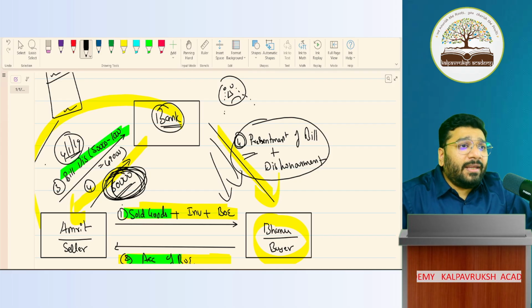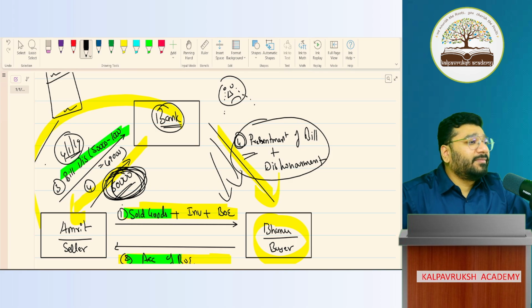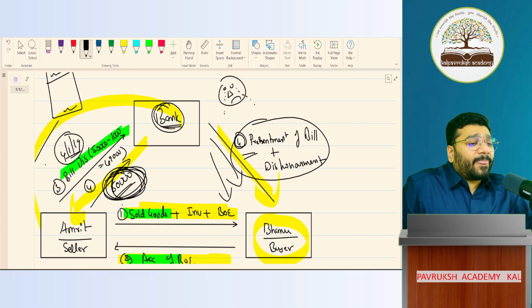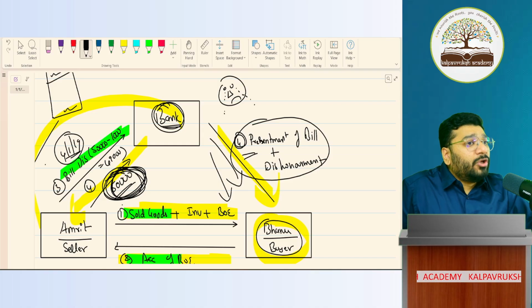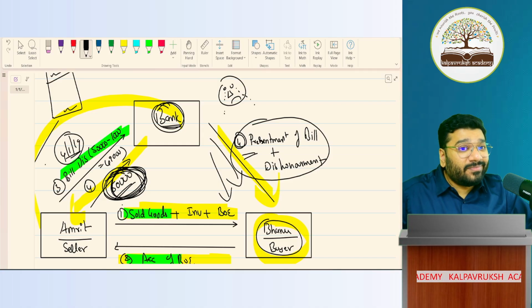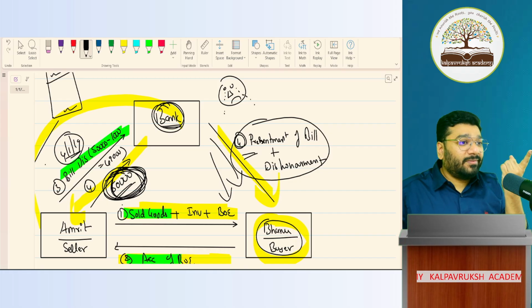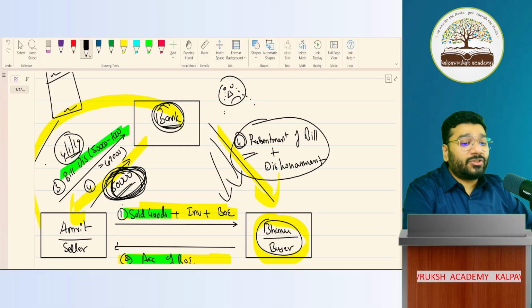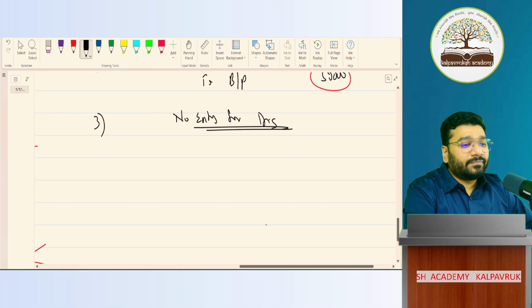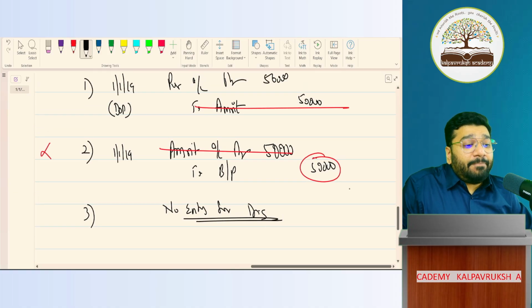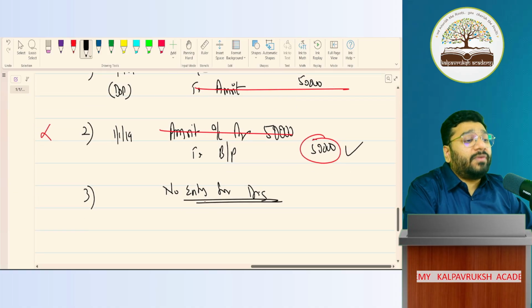So what is the get lost entry? Listen now. The banker will recover the money from Amrit. Amrit will recover the money from Banu. So in total, Banu has to pay how much now? 50,000 for the bill amount and 1,000 for noting. So in total, Banu has to pay 51,000.